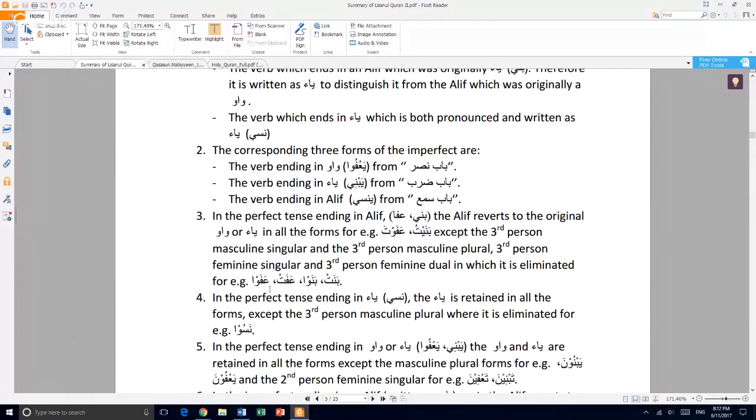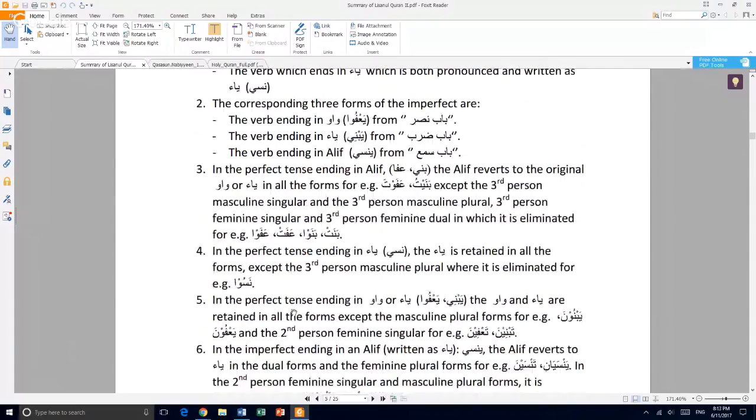For jama muzakkar, afa, afawu, then we drop the first waw: afaw. This is for waw-type. And this is for ya-type, bab darabayadribu. So bana, banaya, banayu, then we drop: banaw. Bana, banat, was banayat. Banat.